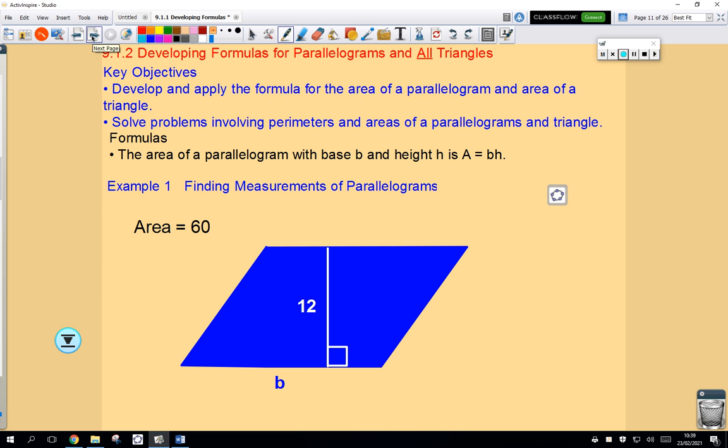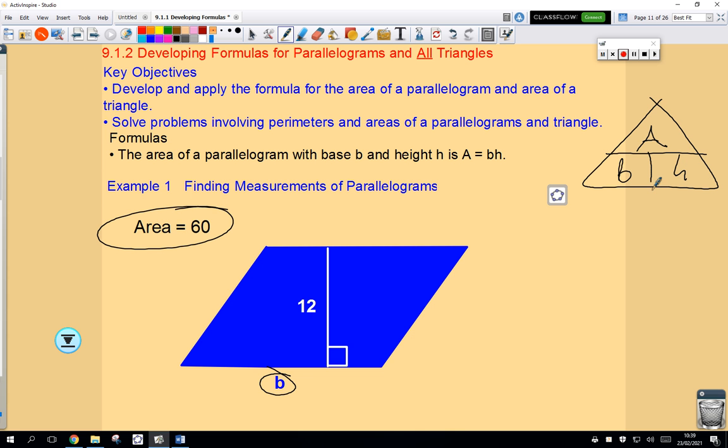Okay, the area is 60. Find the measurements of parallelograms. We're trying to find the area, we're given the area here. We're trying to find the base. We're given the height. Remember, area is equal to base times height. So we can write that in any of the following ways. Area equals base times height. Base equals the area divided by the height. The height equals the area divided by the base. We're trying to find the base here. Well, the base is going to be the area divided by the height.